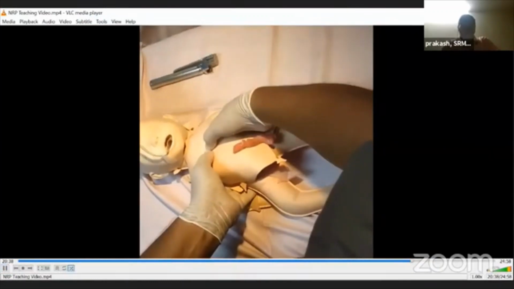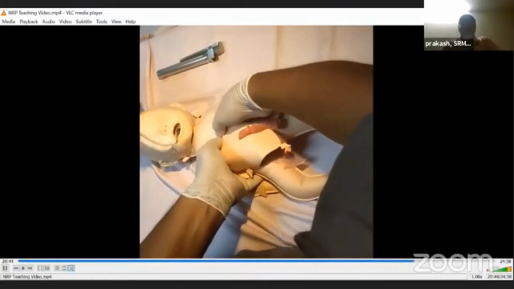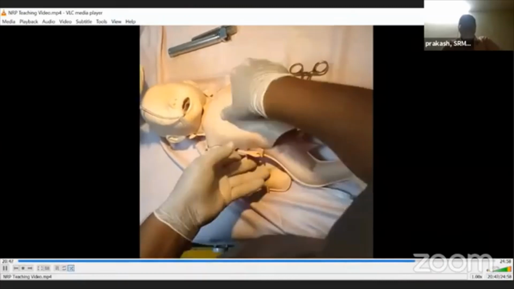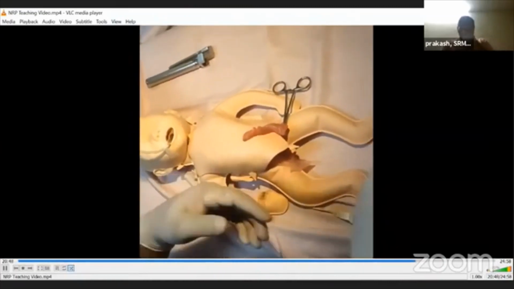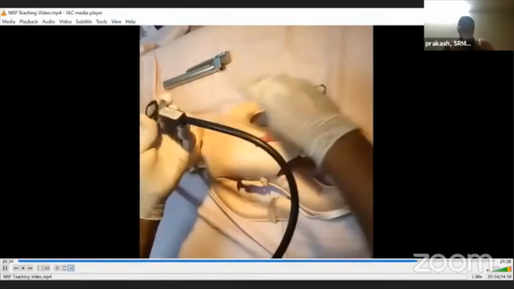I am ready with the preparation for the umbilical line. At the end of 1 minute, we're going to assess the heart rate. One minute over, sir. We're going to check the heart rate. The pulse oximeter is not picking up.